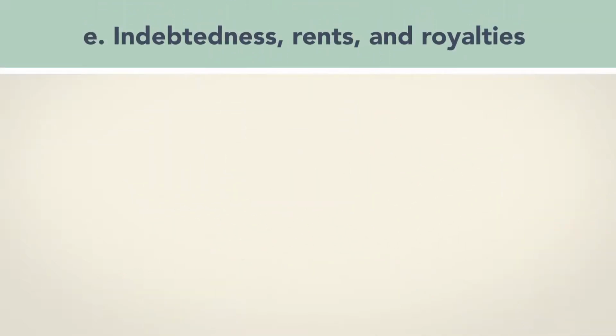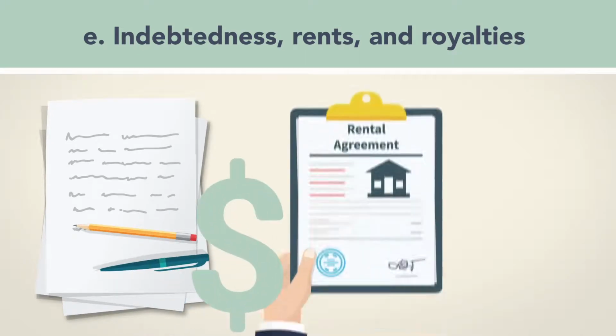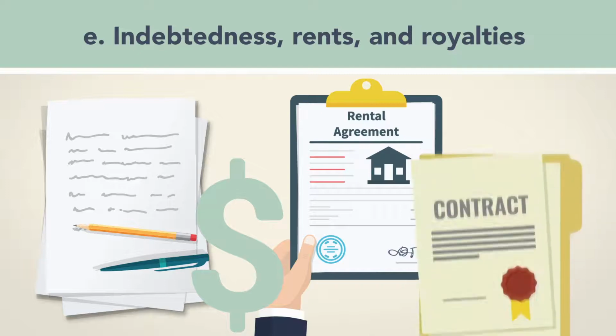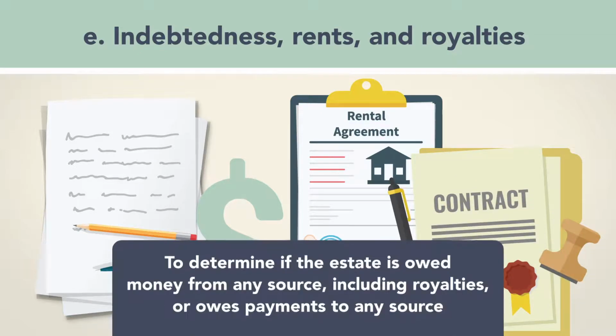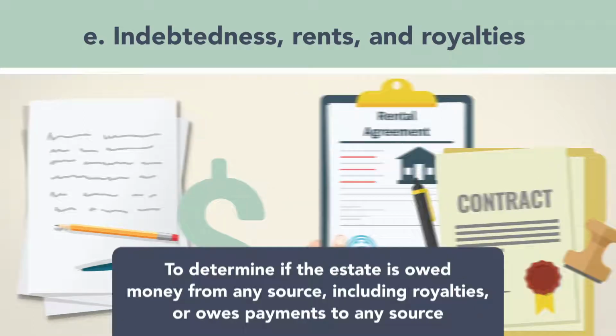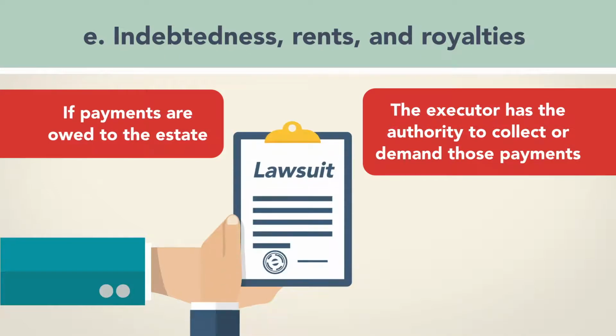E. Indebtedness, rents, and royalties. Executors should review notes issued by or to the deceased person, support payment agreements, rental agreements on real properties, and all contracts for publication, dissemination, or sale to determine if the estate is owed money from any source, including royalties, or owes payments to any source. If payments are owed to the estate, the executor has the authority to collect or demand those payments and to sue if necessary for payments that are owed but unpaid.